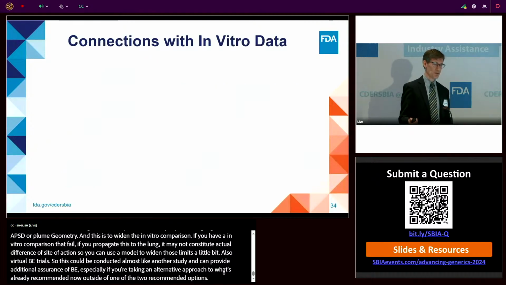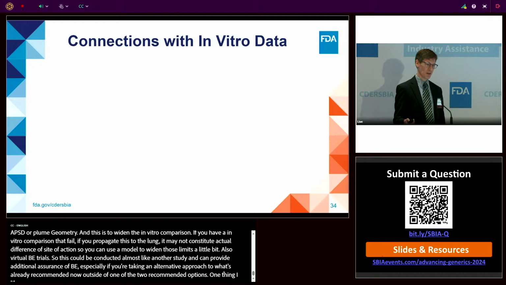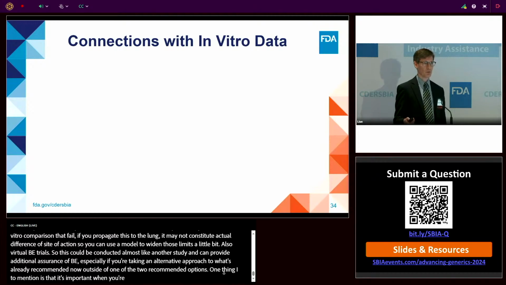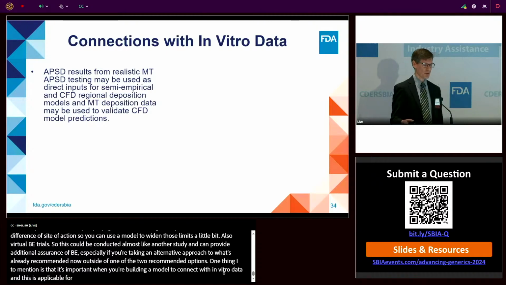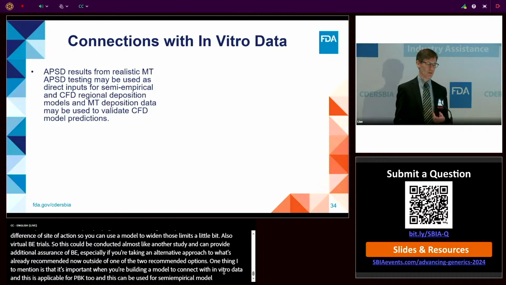One thing I'd like to mention is that it's important when you're building a model to connect with in vitro data, and this is applicable for PBPK. For a deposition model, the APSD results from realistic mouth-throat testing can be useful for semi-empirical or CFD models as inputs, but they can also be used as validation data to compare the mouth-throat deposition with.